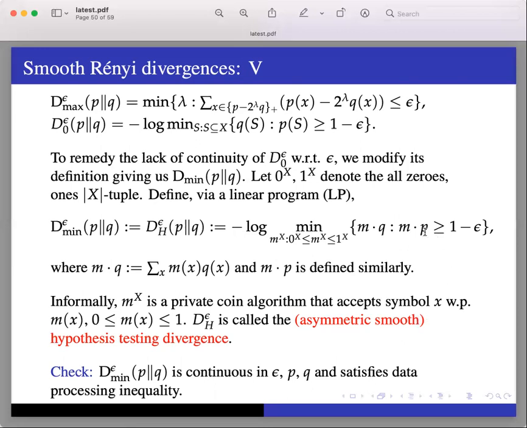This hypothesis test should accept the distribution P with probability at least 1 minus epsilon, that is m dot P. And it should accept the imposter probability distribution, which is given by m dot Q, with as low a probability as possible. So this is basically the asymmetric notion of indistinguishability that I talked of. This is the asymmetric smooth hypothesis testing divergence. This problem is exactly hypothesis testing. The ideal hypothesis is accepted with probability 1 minus epsilon.